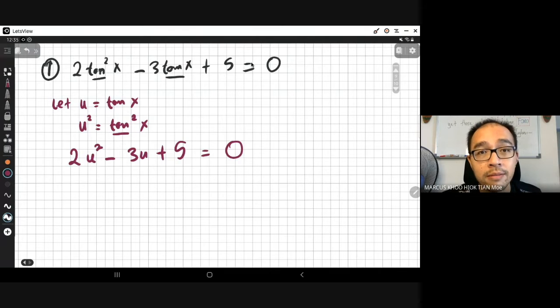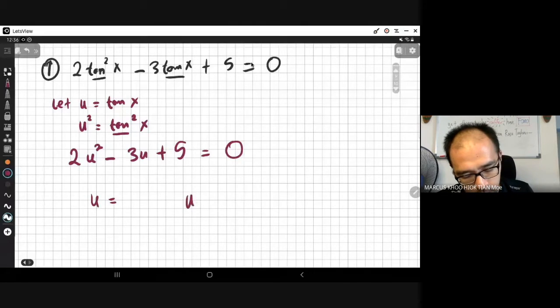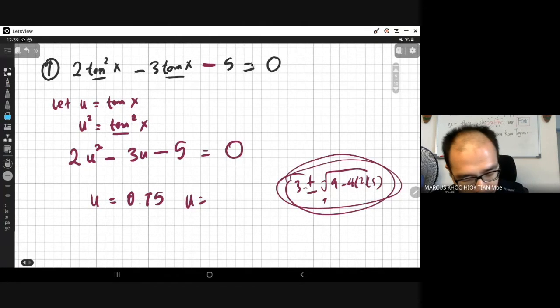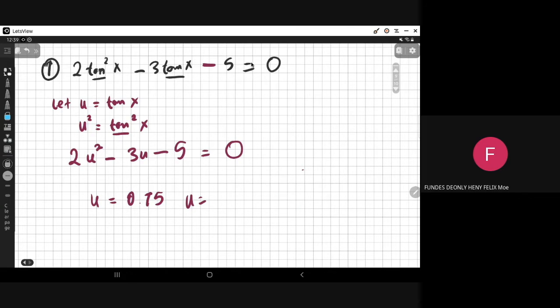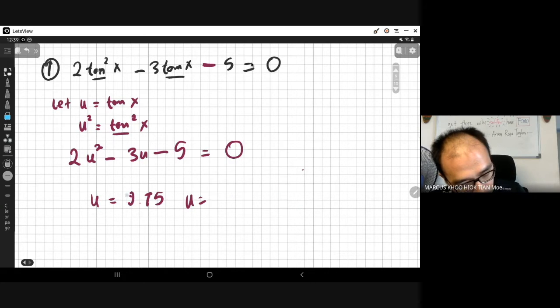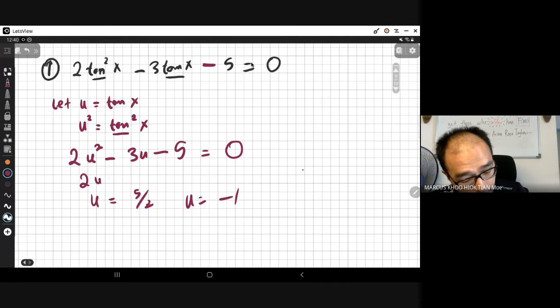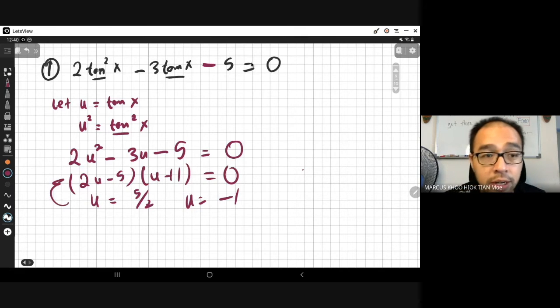Now when you do this, you've been long enough in A-Maths to know how to find u, there's only one method, which is to use the equation mode on the calculator. Can I have the answer, please? What is u? Let's change this to minus 5. And can I have the u, please? 5 over 2 and negative 1. Okay, thank you. So I'm going to use 2u minus 5 and u plus 1 equals to 0. This step is a very important step.